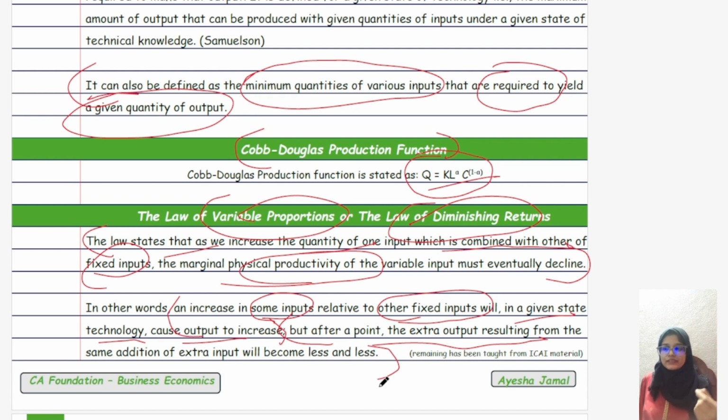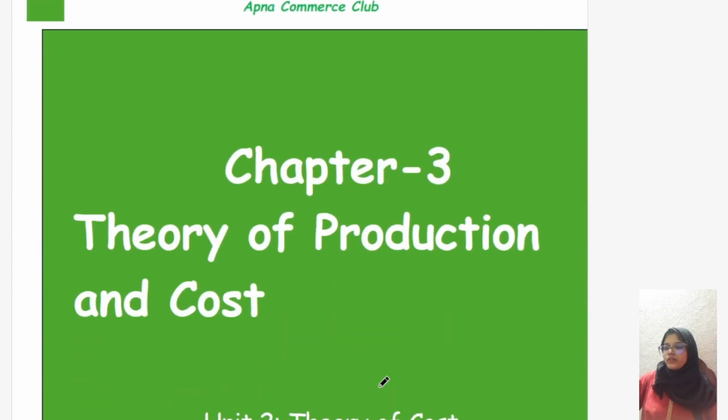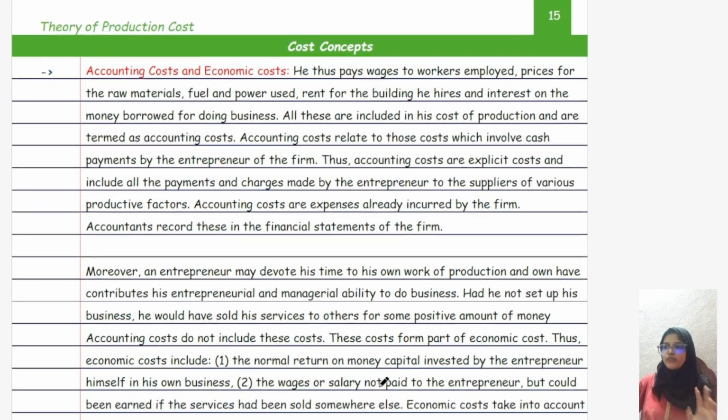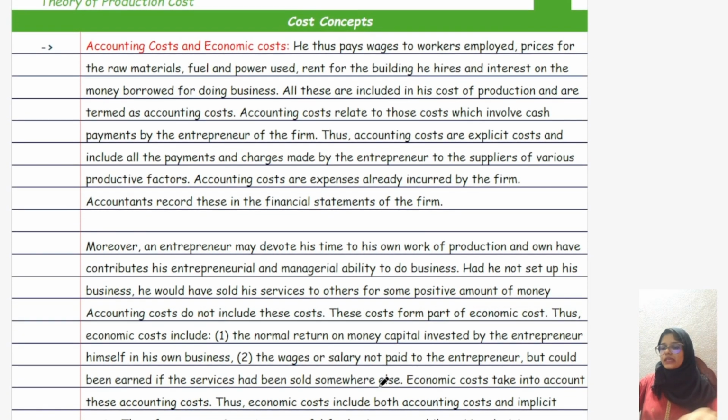decreasing returns. Okay, so that was our unit one, in which we have talked everything about production. Now, here is unit two. Here we'll be seeing about cost.